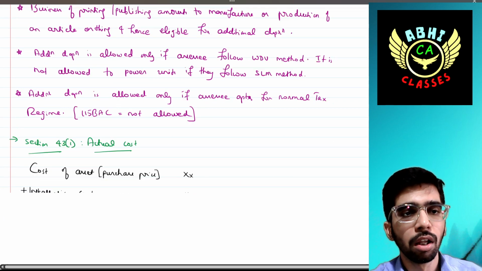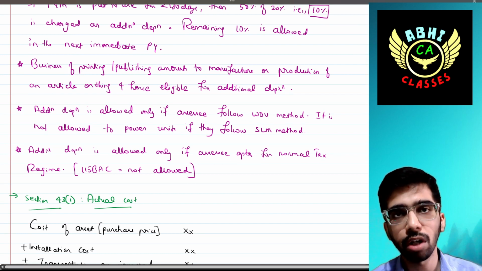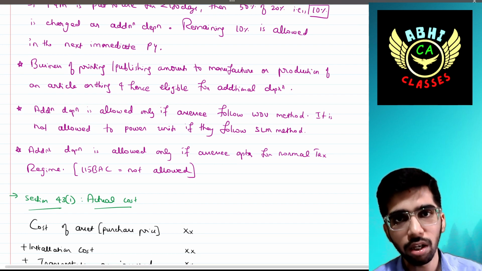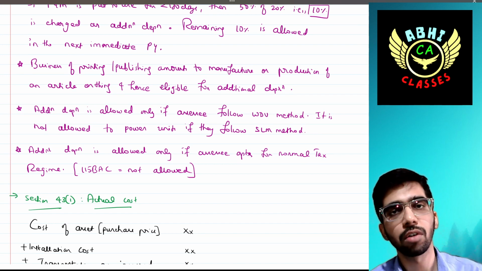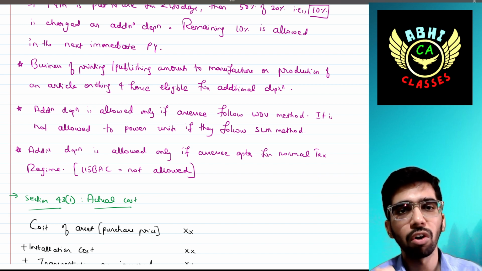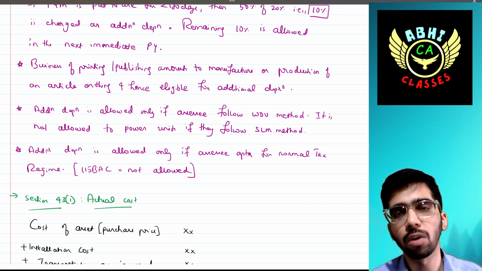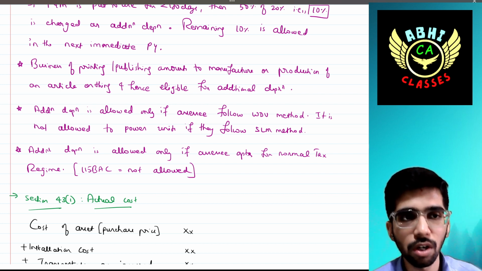Next up, the business of printing or publishing also amounts to manufacturing, and accordingly additional depreciation will be granted to that publishing or printing business holder also. It also forms a part of manufacturing, and accordingly that business holder would be given additional depreciation.